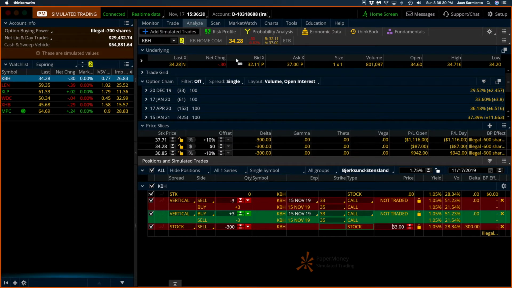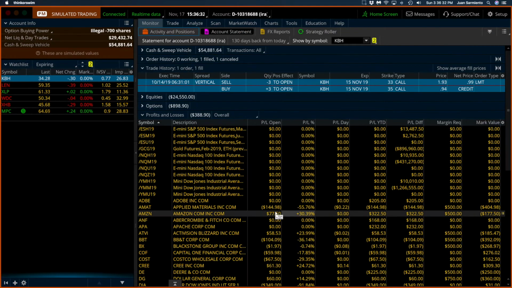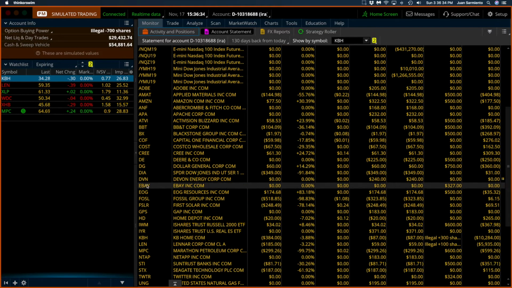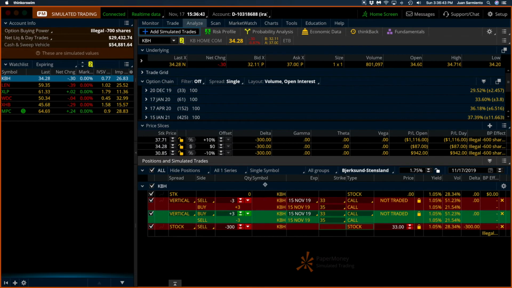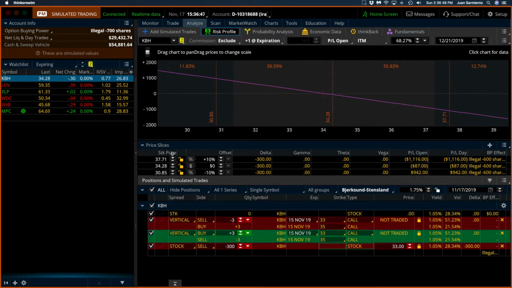That is real. So let's go to the Monitor tab and we look at KBH here. And guess what? $87. So that is correct. So this is actually how things are for me now. You can take a risk graph and see that we are 300 shares short, so that's 300 negative deltas, an $87 loss, and we have the 300 shares to close.